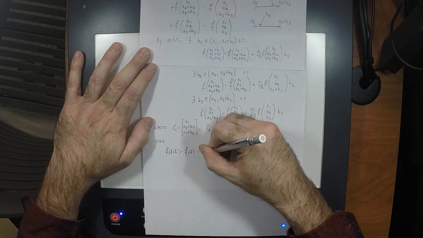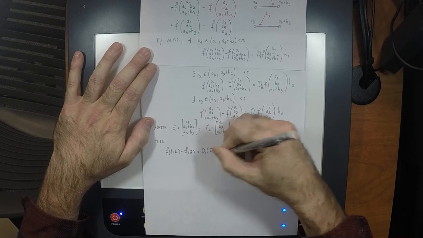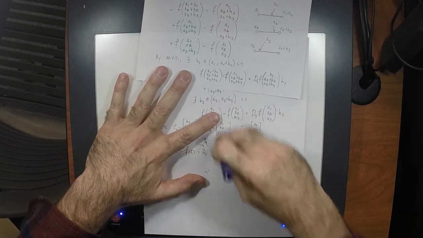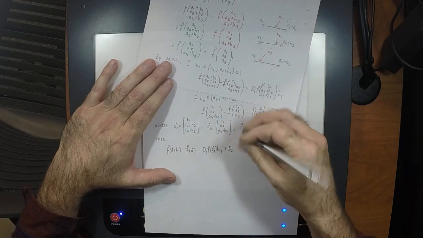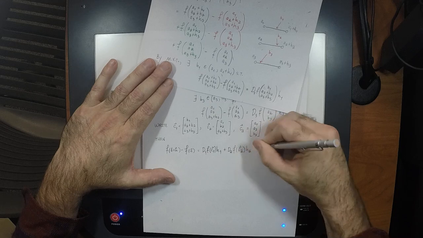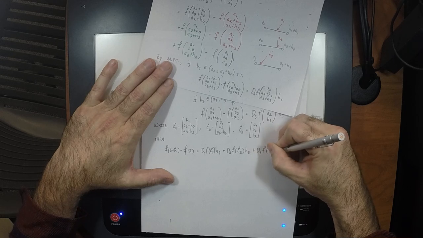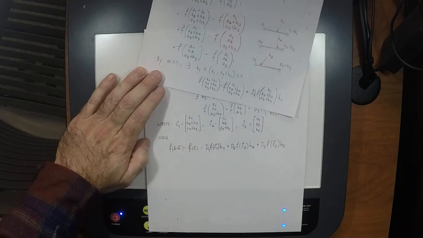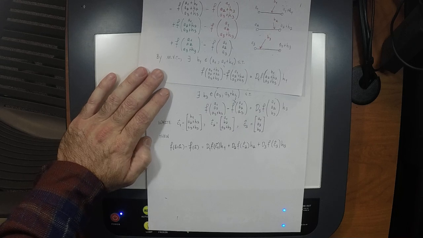So this would be D1 of f evaluated at the name we gave it, C1, times H1, plus D2 of f evaluated at C2 times H2, plus D3 of f evaluated at C3 times H3. They're scalars. They are the components of the increment H.